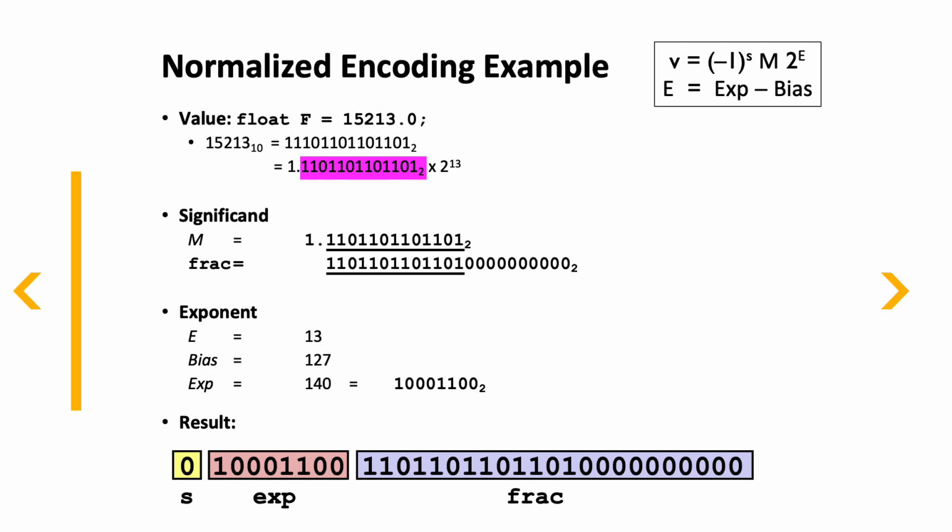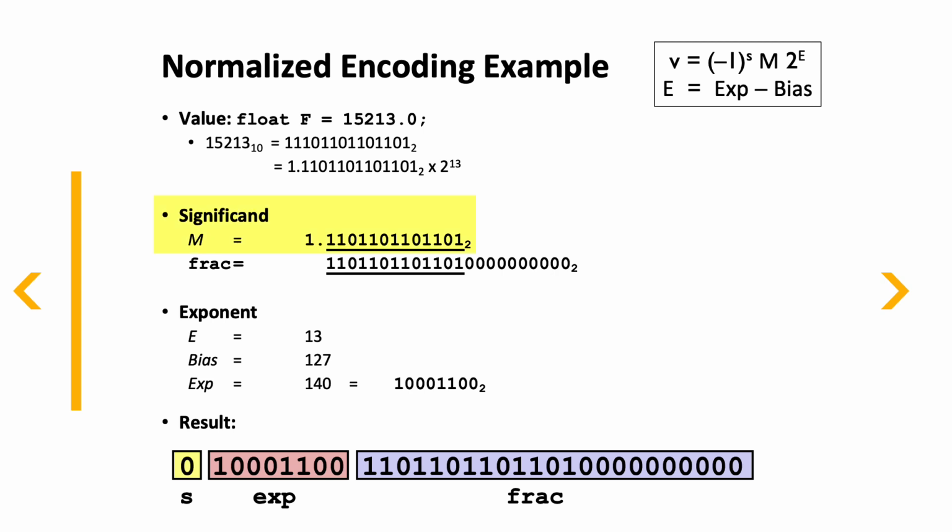So we can represent this unsigned integer as 1.1101101101101101 times 2 to the 13th power. Because remember, when we multiply by 2 to some exponent, all we do is move the binary point to the right that many places. So we can represent 15,213 as 1, then the binary point, then the rest of this, times 2 to the 13th. Well, hey, that kind of looks like we're getting more into the form of a floating point number, doesn't it?